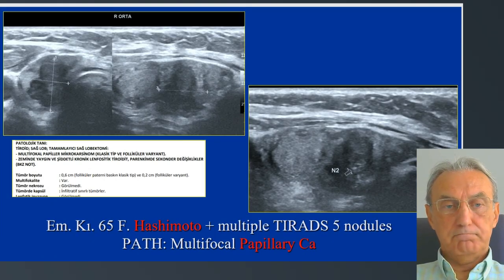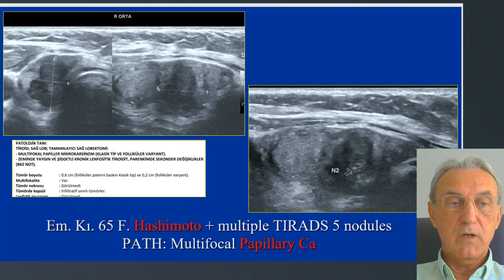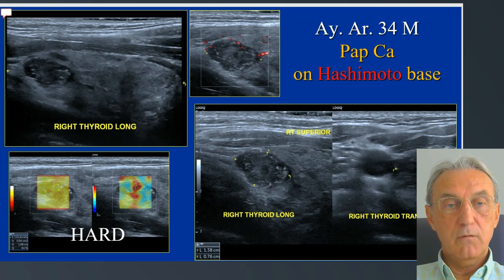This is a similar case, and there is Hashimoto in this patient. There are multiple Thyroid 5 nodules, and they turned out to be multifocal papillary cancer. You see again a taller than wide nodule with punctate echoes, very hypoechoic, irregular borders. So sometimes we cannot differentiate these nodules, the benign ones from the malignant ones.